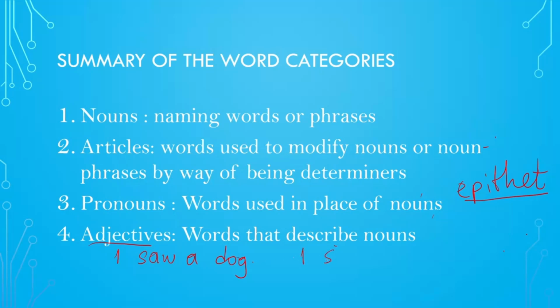And somebody says, I saw a black dog. See, we have black, the adjective here, modifying dog, the noun. Okay, as opposed to saying I just saw a dog. This is just a dog.